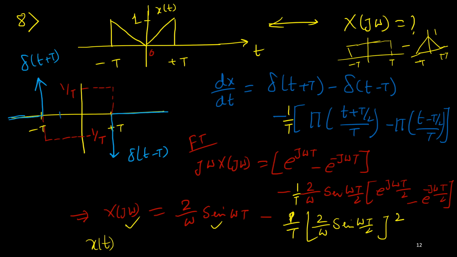Right? So in this way we can apply the differentiation property for different signals to compute X of j omega, but be careful whether the original signal has some DC component or not. You see, this is a purely time-limited signal and there is no DC component. So this is the final one.